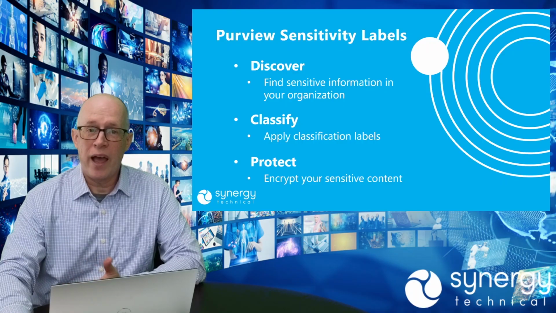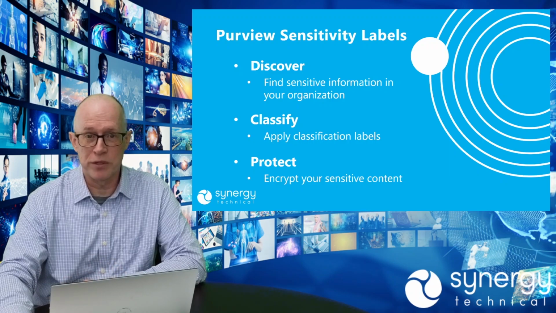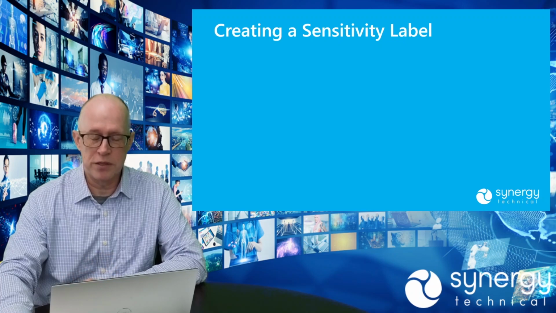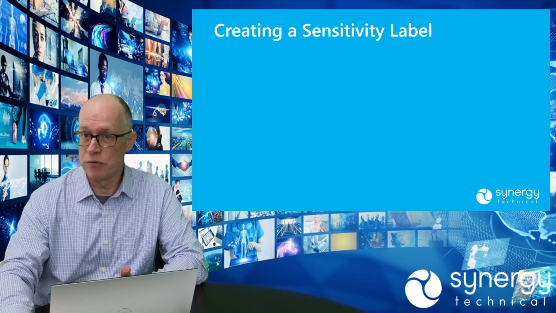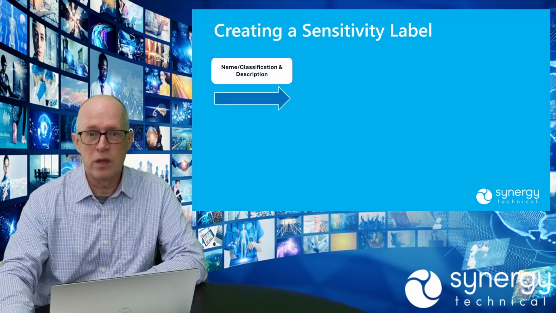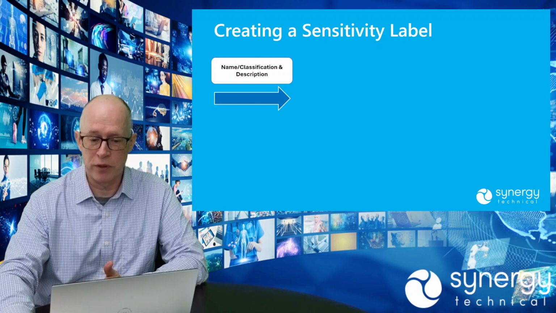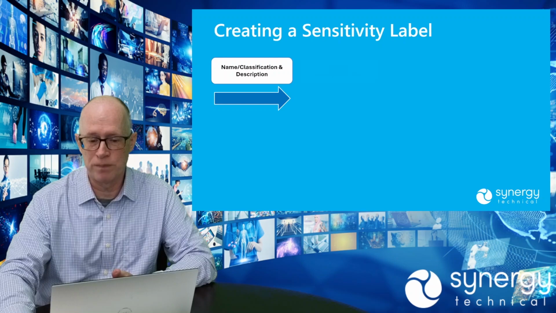All right, so how do we create a sensitivity label in Microsoft 365? There are a few important decision points once you've decided to create a label based on your classifications that you've defined in your organization. The first piece of information you'll need is the name or classification and a description for the label. The description is displayed to the end users and helps them to pick the correct label.